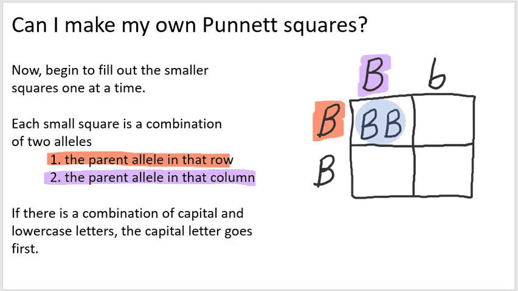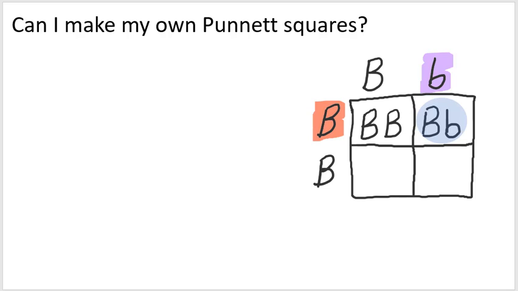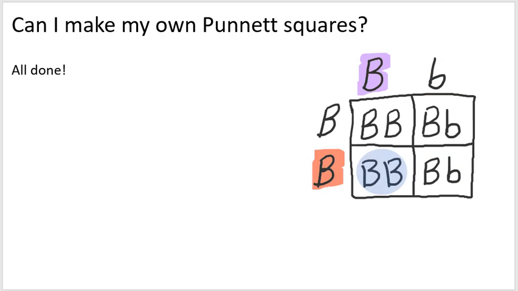So in this square, we're going to take the capital B from the top, and it is in combination with the capital B from the left. In this square, we'll take the little b from the top and the capital B from the left. We will also follow our rule about putting the capital letter first. And then our third square, and lastly our fourth square. Now we are all done making the square.